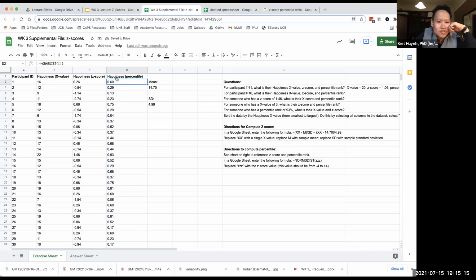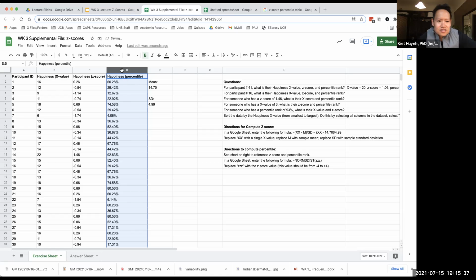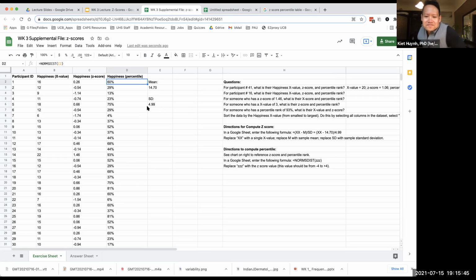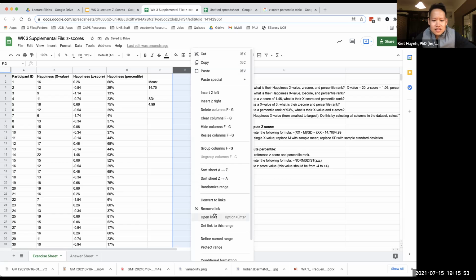Okay, so this Z-score. So how do you read this? Look at this first participant. Participant 1 had a happiness X value of 16, a Z-score of 0.26, and a percentile of 60%. This might be easier to read if you hit the percentile button. You get 60%, and I don't need that many decimal points. So you could do either 60% or 0.60. It's the same. Delete these. We don't need these columns.